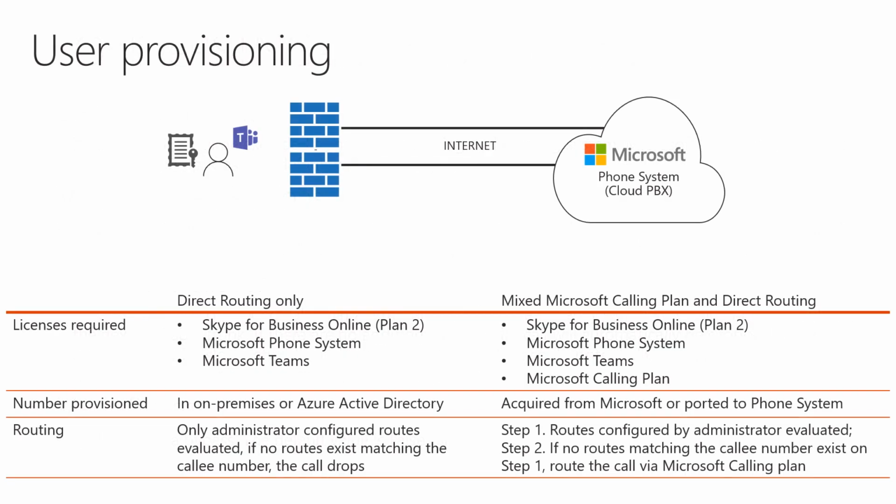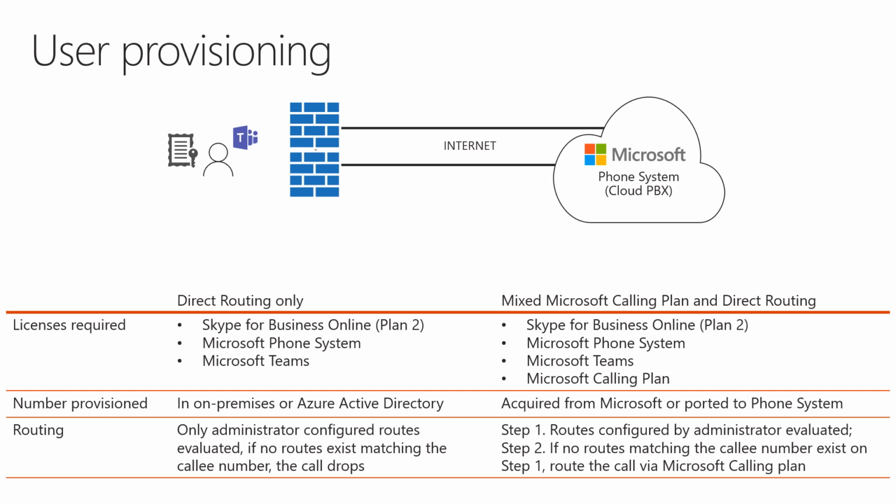For the user provisioning, we are here considering these two cases, one where you have only direct routing configured for a user, or where you have direct routing and calling plan configured for a user. In both cases, you will need to have a Skype for Business Online Plan 2 license, a Microsoft Phone System license and a Microsoft Teams license. Additionally, for the calling plan, you need to have the calling plan license.